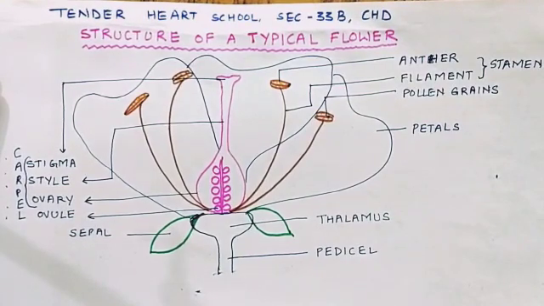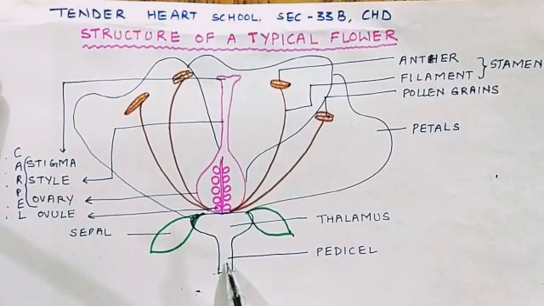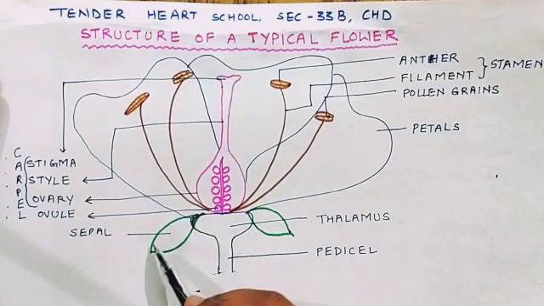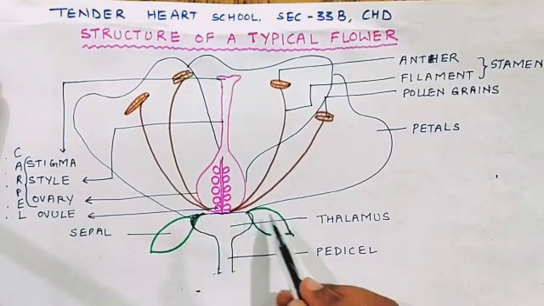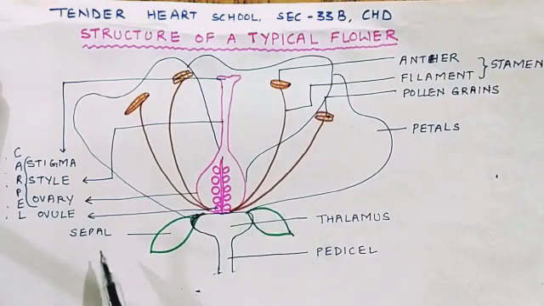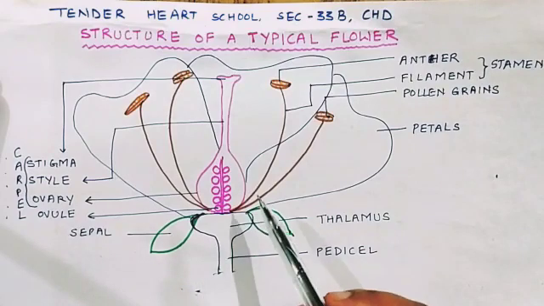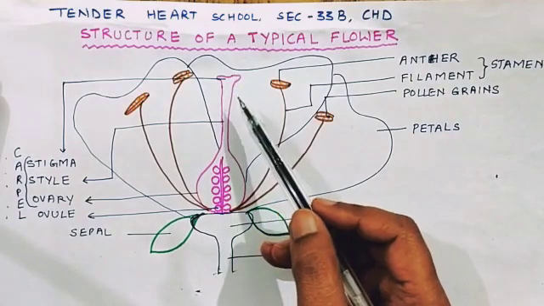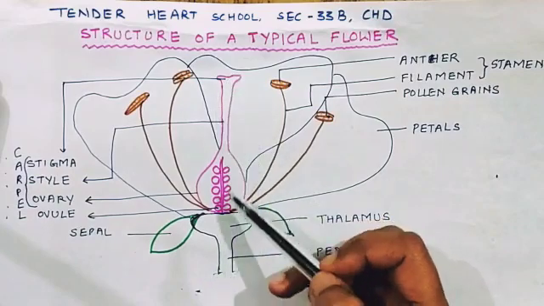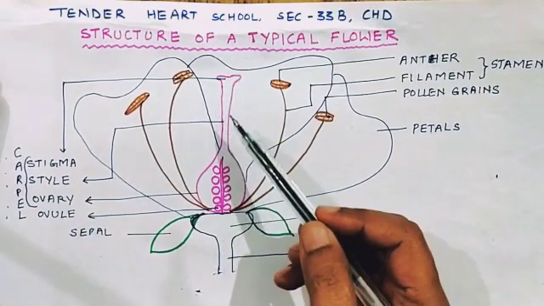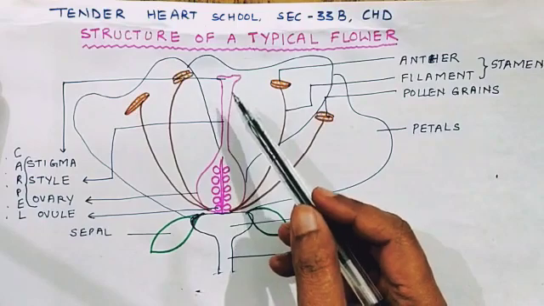Let me just revise. This is the stalk of the flower, which is called the pedicel. The upper part of the pedicel, which is a little swollen, is called the thalamus. At the base of the flower, we have green colored leaf-like structures. These are called the sepals. Right? Now let us discuss the female and male parts of the flower. So in the center of the flower, we have the female part of the flower, which is called the carpel.